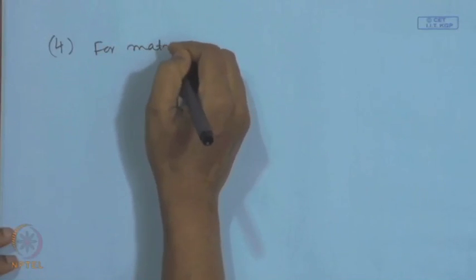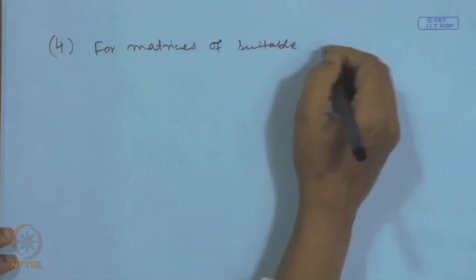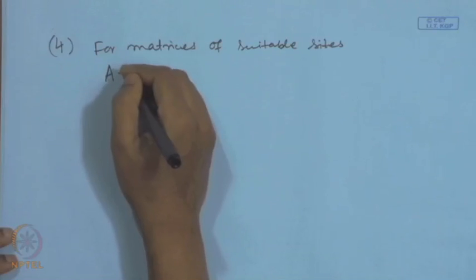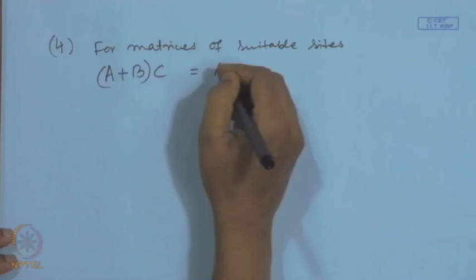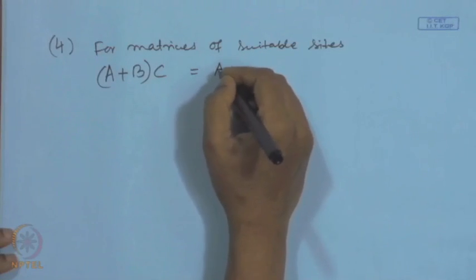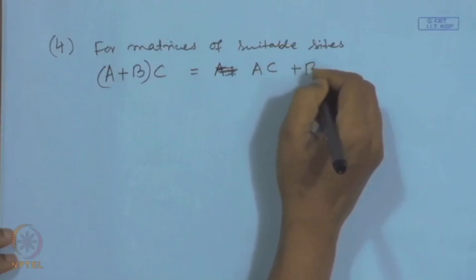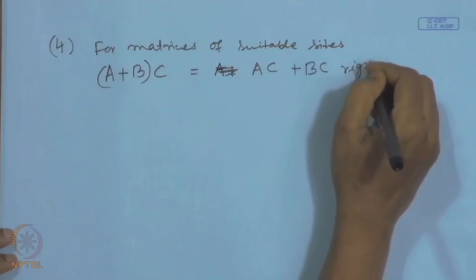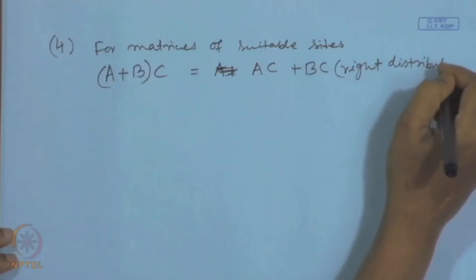for matrices of suitable sizes, (A plus B) dot C is equal to AC plus BC. This is called right distributive. Right distributive.